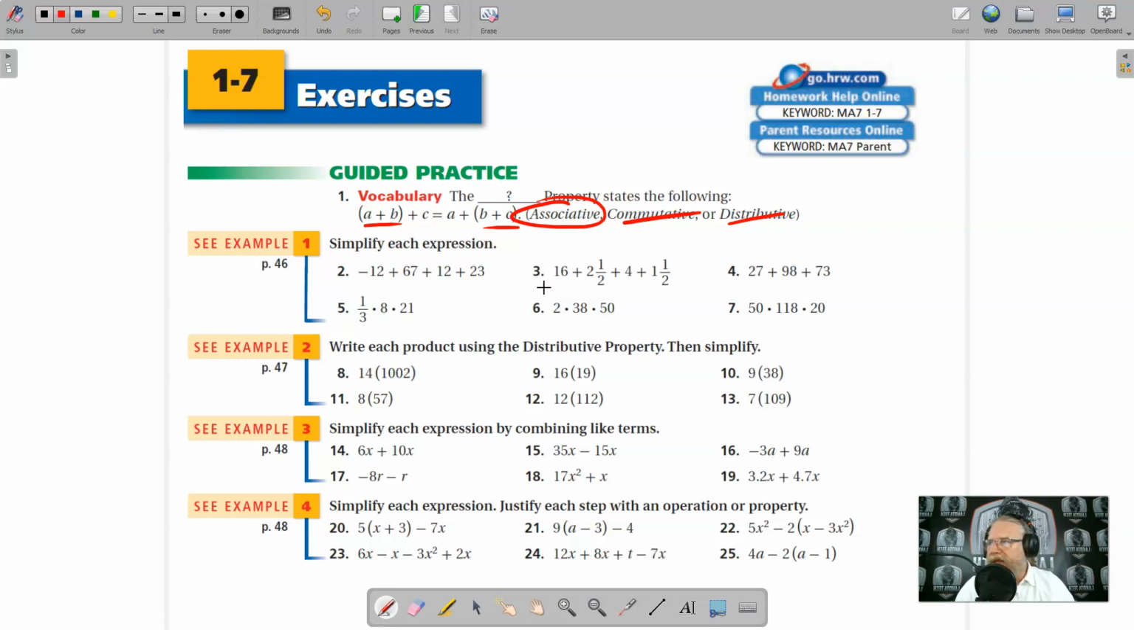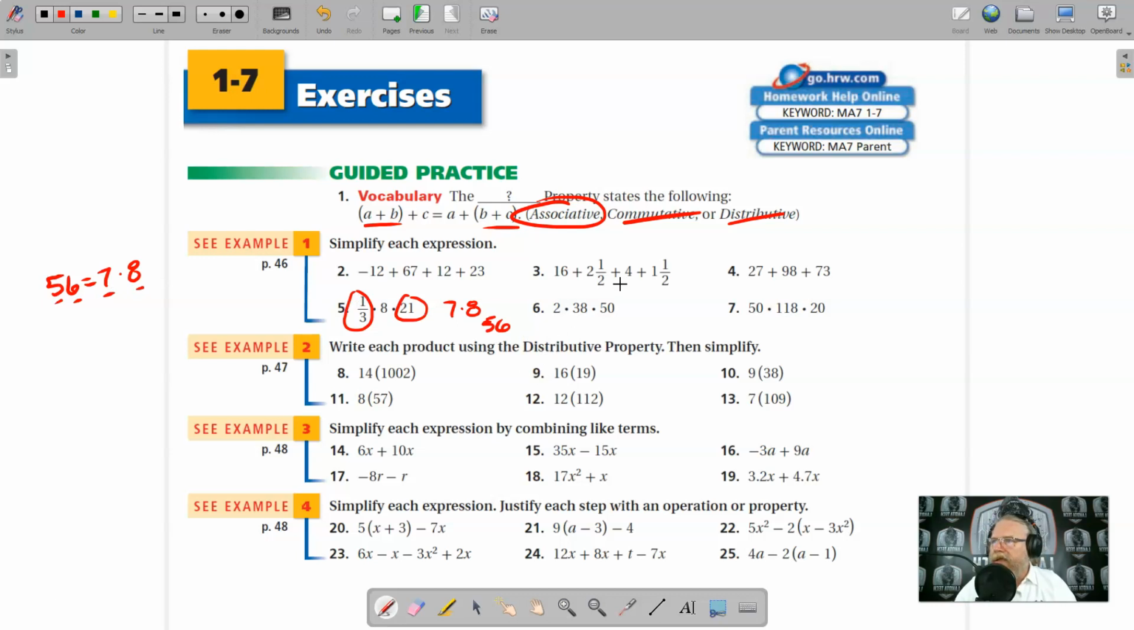Let's simplify each expression. On this one here, I would take this 1/3, put it with the 21. 1/3 of 21 is 7. And then I would multiply it times 8 to get 56. If you ever have a hard time remembering 7 times 8 is 56, think of it this way. 56 equals 7 times 8: 5, 6, 7, 8. That's my memory device for it.